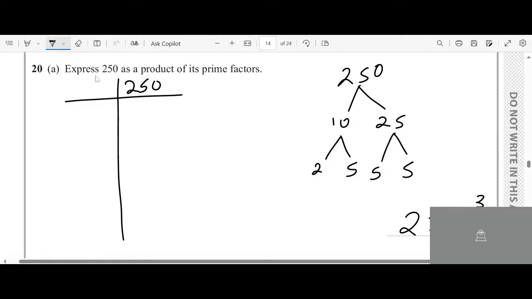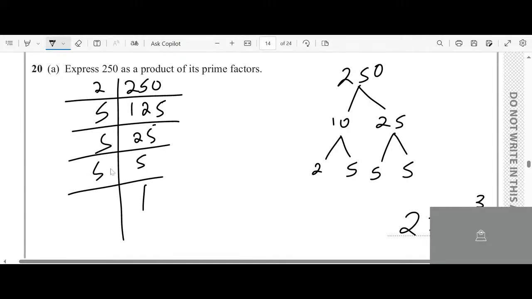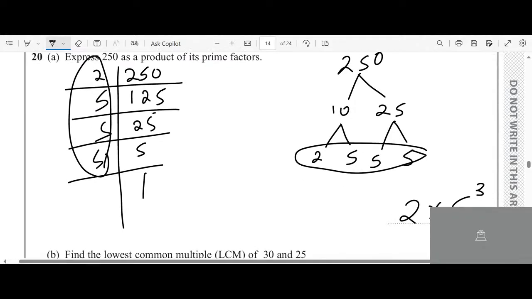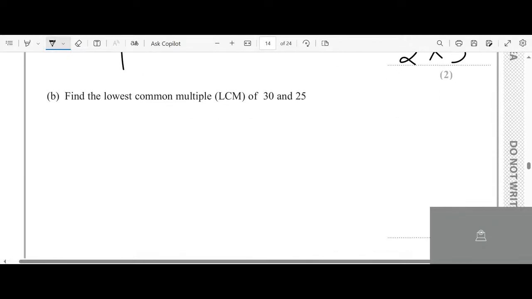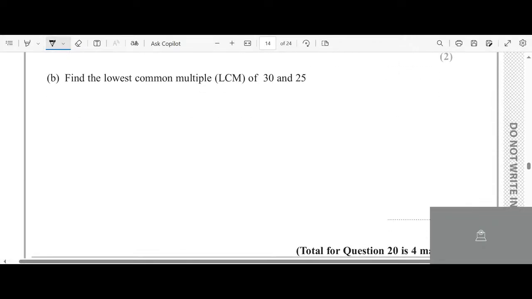Or you can start here: 2 divides here 1, 2, 5. 5 divides 25 five times, 5 divides 5 once, and 5 divides 1. So you can see the numbers representing what is here. Also, you can decide to use, no, these are the best ways, unless you are tackling an LCM question like this, where you can decide to use a Venn diagram.